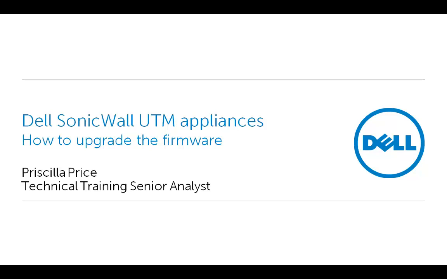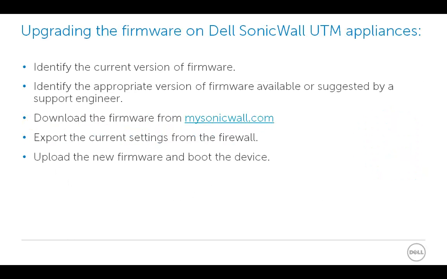Today, we will demonstrate how to upgrade the firmware of a Dell SonicWALL firewall. In this video, we will demonstrate how to upgrade the firmware on a Dell SonicWALL UTM appliance. First, we will identify the current version of the firmware. Then, we will identify the appropriate version of firmware available or suggested by a support engineer. We will download the firmware from mysonicwall.com and then export the current settings from the firewall, and then upload the new firmware and boot the device.